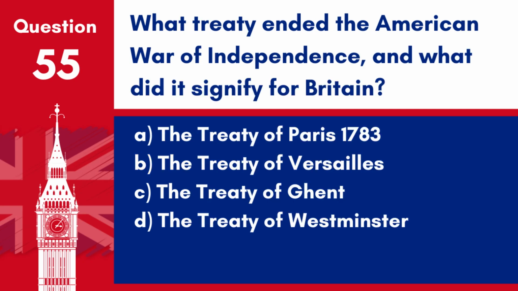Question 55. What treaty ended the American War of Independence, and what did it signify for Britain? A. The Treaty of Paris 1783. B. The Treaty of Versailles. C. The Treaty of Ghent. D. The Treaty of Westminster.